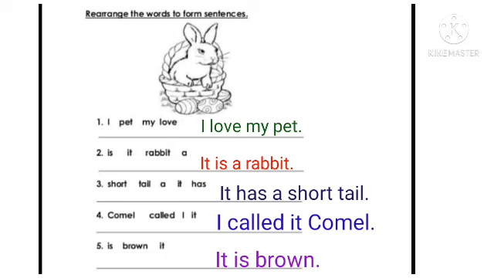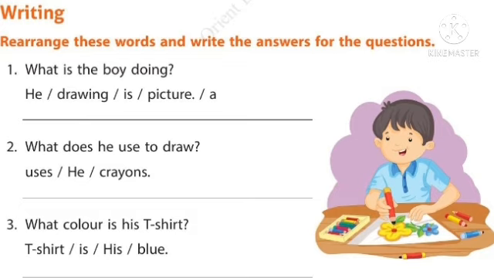Like this, we need to complete the textual activity from the writing session, page number 66. Writing. Rearrange these words and write the answers for the questions. Here you can see a picture of a boy. His t-shirt is blue in color. He is drawing a picture. What did he use to draw? Yes, he used crayons. And below you can see 3 questions. For their answers, some words are written, but they are not in correct order. We need to arrange these words to make a sentence.